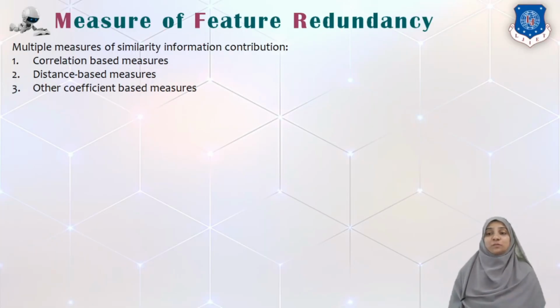We would like to also measure the feature redundancy. Now, redundancy of a feature is nothing but the information which is conveyed by a feature being the same as another feature present in the given data set. So here we have multiple measures to measure the similarity of information or contribution of information given by a feature. First type of measure is correlation-based measure. Second is distance-based measure, and we have other coefficient-based measures.